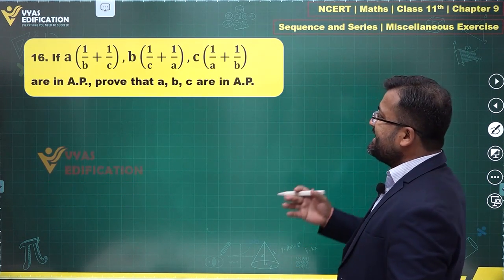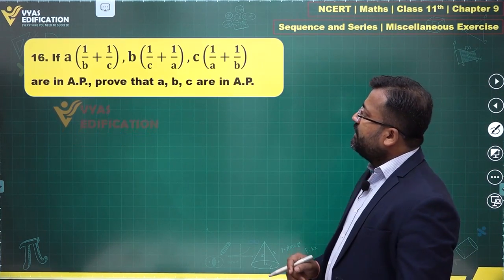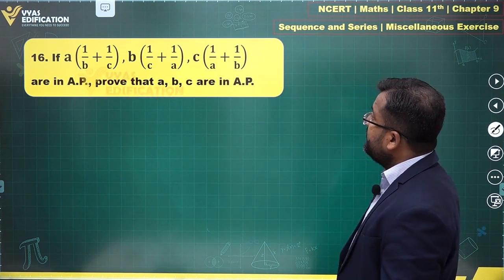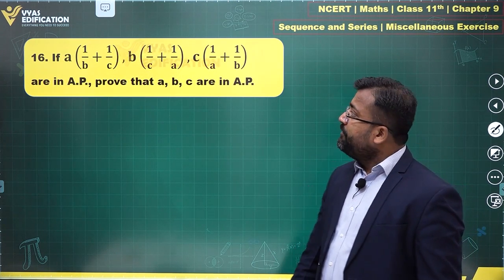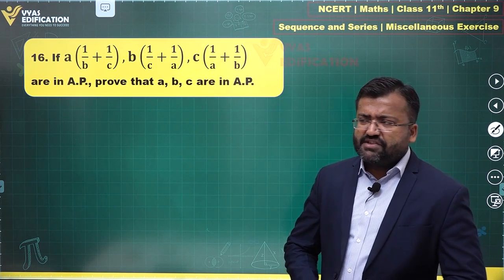Question number 16 says, if A times 1 upon B plus 1 upon C, comma, B times 1 upon C plus 1 upon A, C times 1 upon A plus 1 upon B are in AP, prove that A, B, C are in AP. Now, how will we go about proving this?